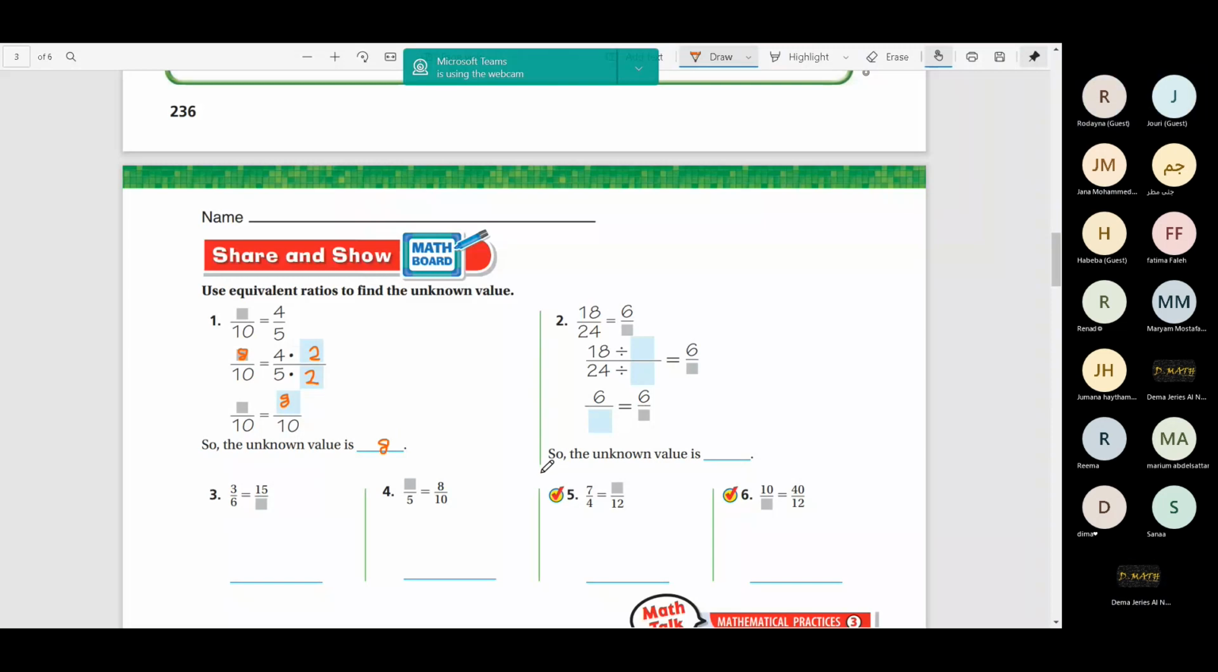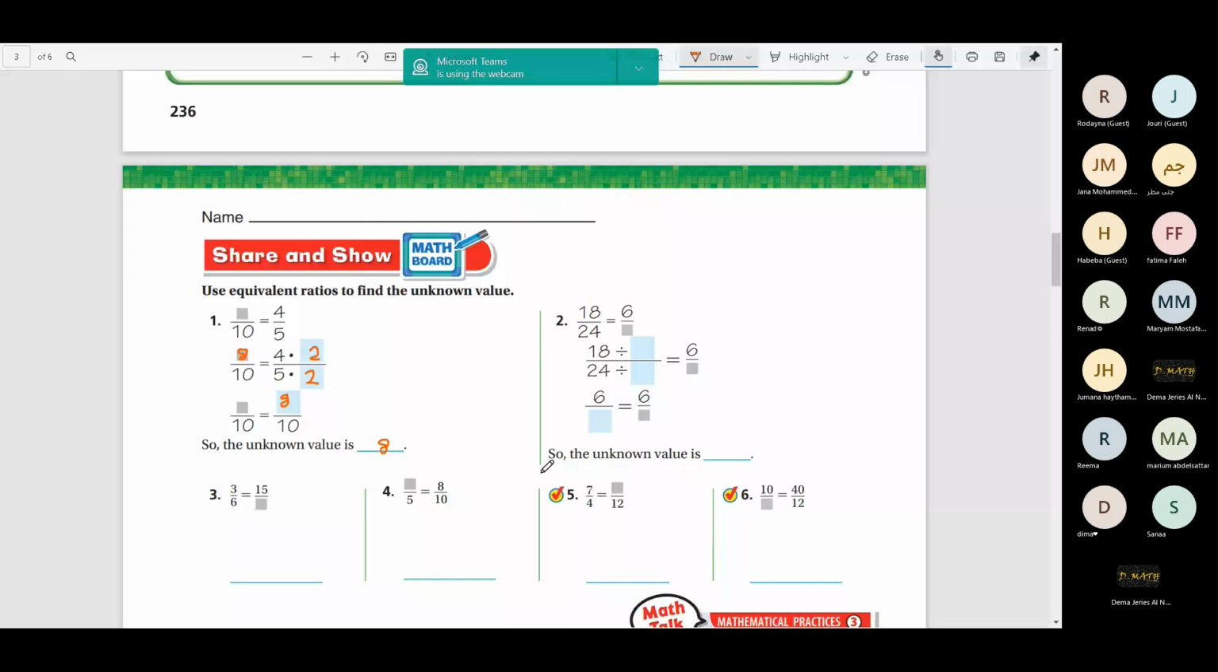Is it clear? Yes. Kind of. No, I need more, teacher. I didn't really understand. Okay. I understand a bit and I didn't understand a bit.